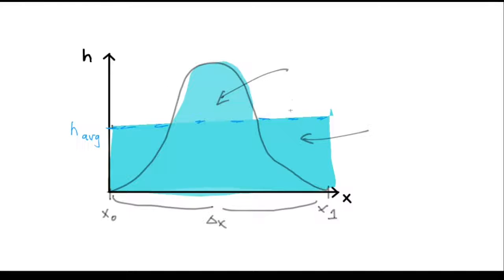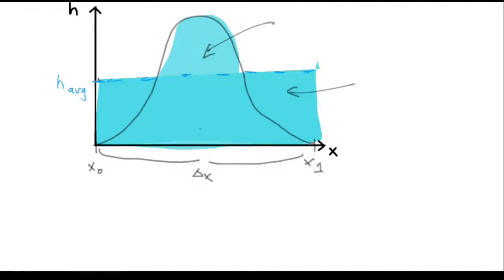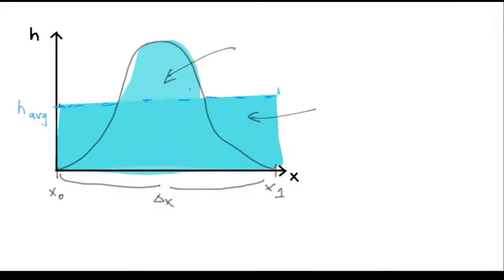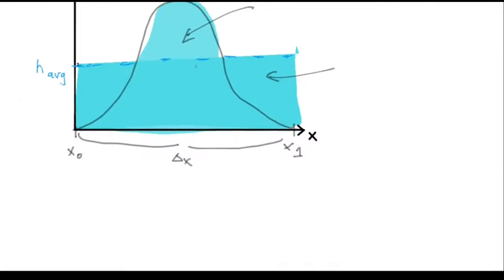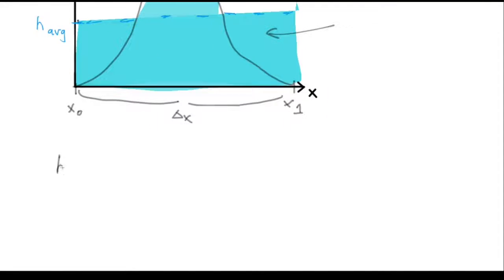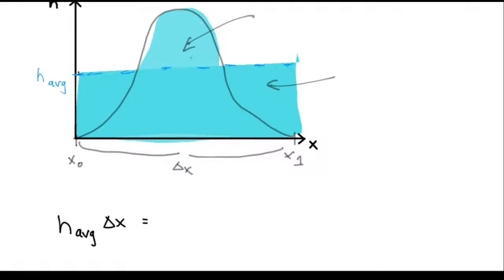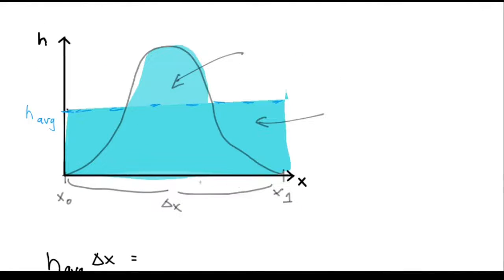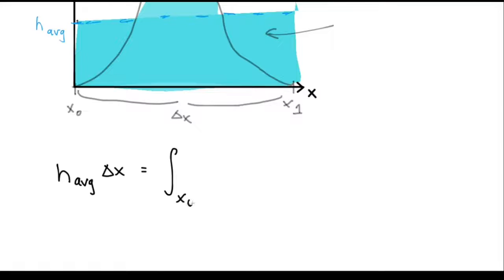And so we can extract this visual definition to a mathematical definition pretty easily. So you know that this right there is a rectangle. So we know that the area of that rectangle would just be average times delta x, and the area of this rectangle is equal to the area under the curve in this interval, which is just going to be the integral from x0 over here to x1 over there of h of x dx.